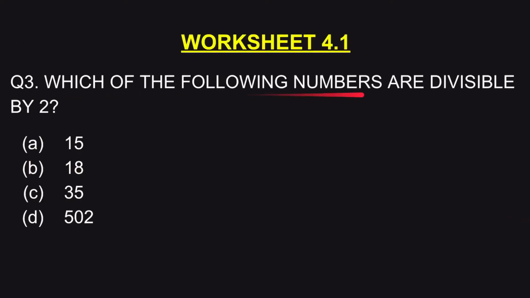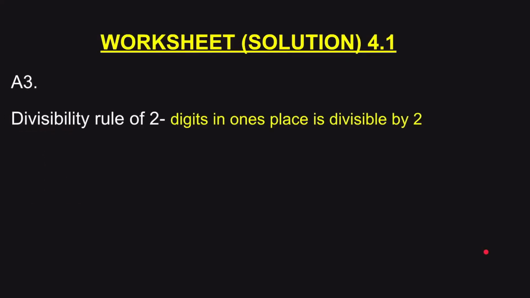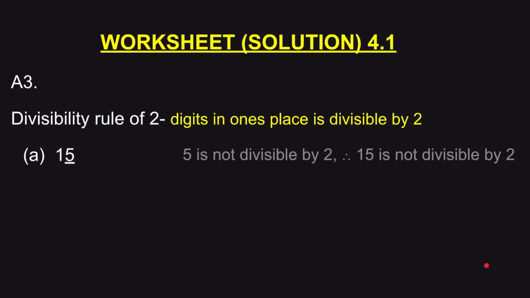Question 3. Which of the following numbers are divisible by 2? For divisibility by 2, the rule was: if the digit in the ones place is divisible by 2, then the number is divisible by 2. So, in the first case, 15, we have 5 in the ones place. 5 is not divisible by 2, therefore, 15 is not divisible by 2. I hope, students, you recognize this symbol, 3 dots. This means, therefore.